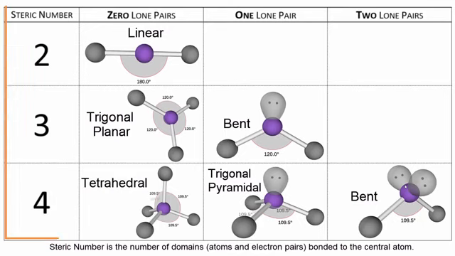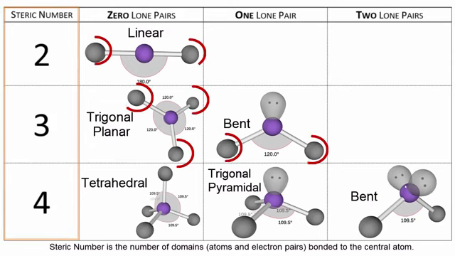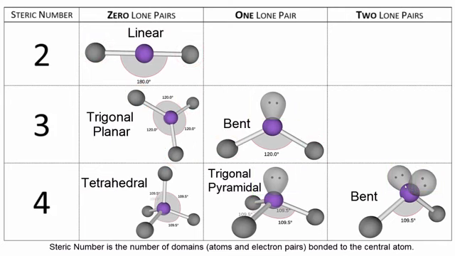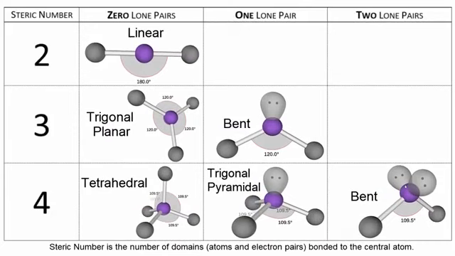Back to our chart, it's organized by steric number and by the number of lone pair electrons. The steric number is the number of things attached to that central atom. That can be atoms, or it can be lone pair electrons, also called unbonded electron pairs. We use the steric number, along with the number of lone pairs, to figure out the molecular geometry of the molecule. When we have a steric number of 2, with no lone pairs, that means there's 2 atoms attached to the central atom and there are no lone pairs, we have a linear molecular geometry.